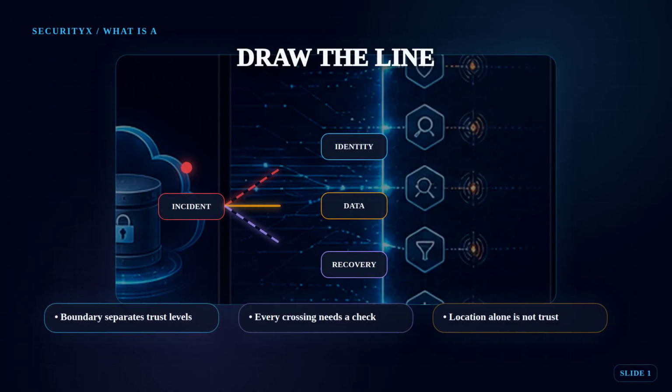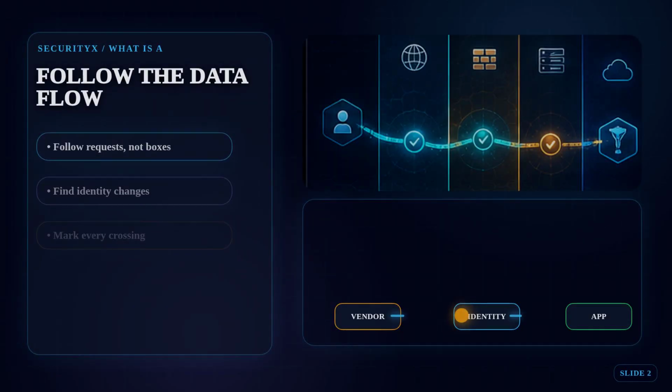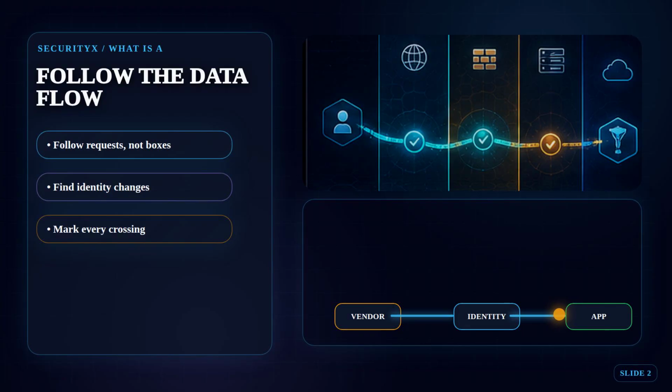A trust boundary is the line where one level of trust ends and another begins. It might be between a browser and an API, an app and a database, or a vendor network and your cloud environment. SecurityX wants you to see that line before you choose controls. Do not start with product names, start with the data flow.